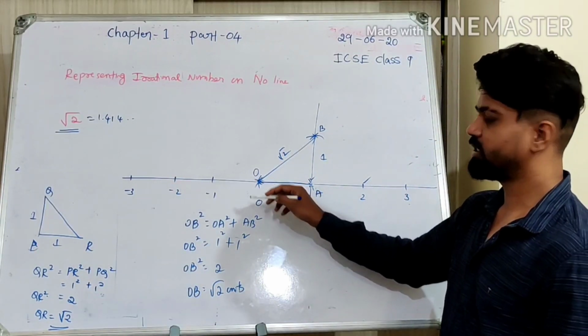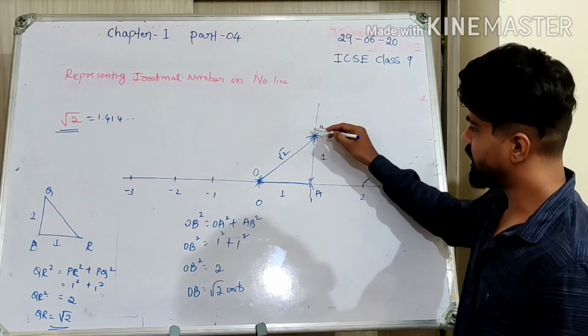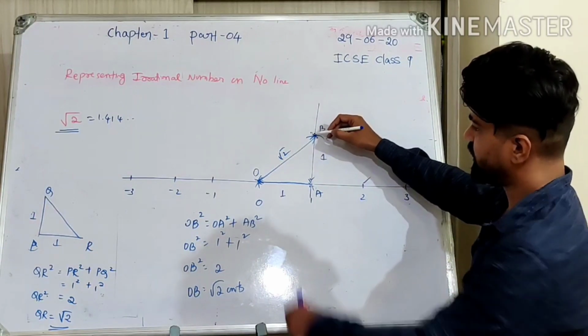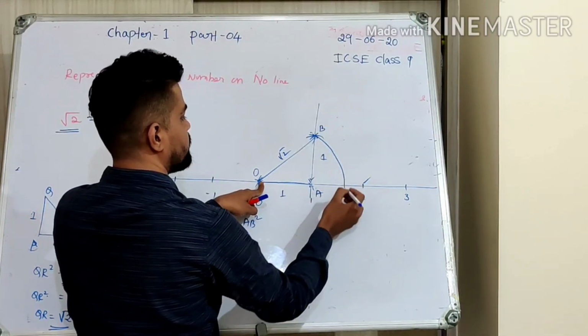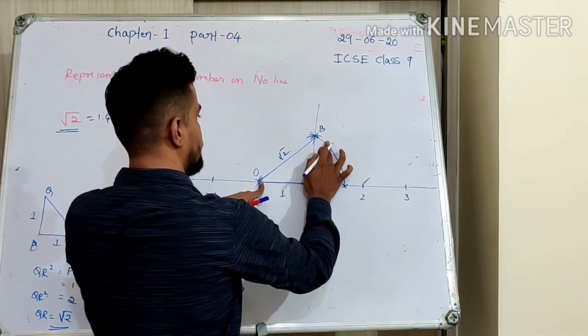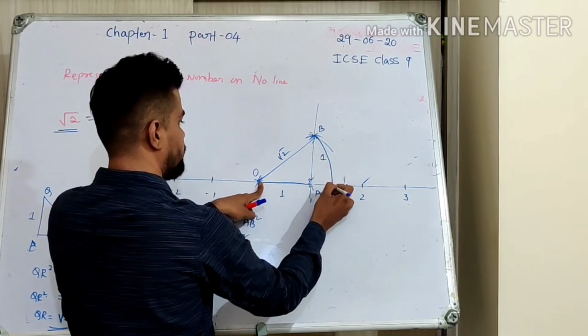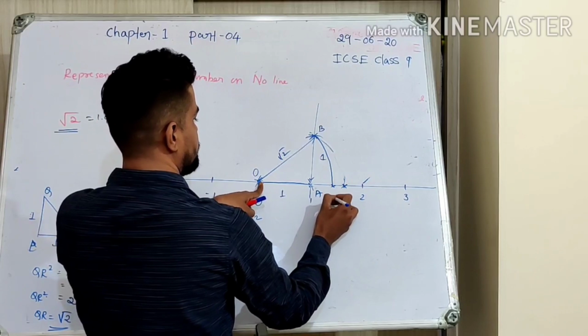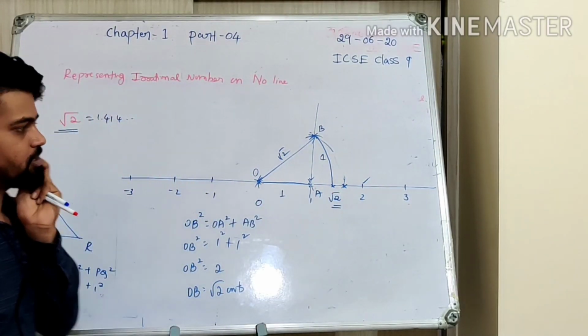With O as a center and this length as a radius, draw an arc from here. Take this as a center, draw an arc. This will be coming here. I have drawn it randomly, but it will come somewhere less than 1.5, somewhere here. So this is the point where your root 2 lies. Okay, this is how you represent it.